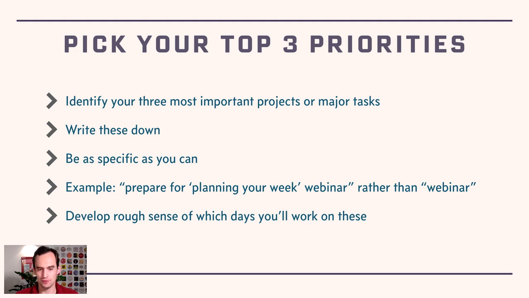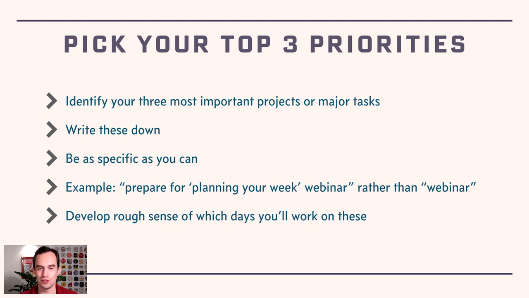So for example, for me this week, I knew I had this webinar coming up. So one of my top tasks for the week is prepare for the Planning Your Week webinar. That was one of my top 3 priorities this week. I could have written it as webinar, but it really helps to get super specific, because the more specific it is, the easier it is to judge in hindsight when you're reflecting on this week, next week, whether you did this, okay? So clearly I prepared for this webinar. That one's checked off now.